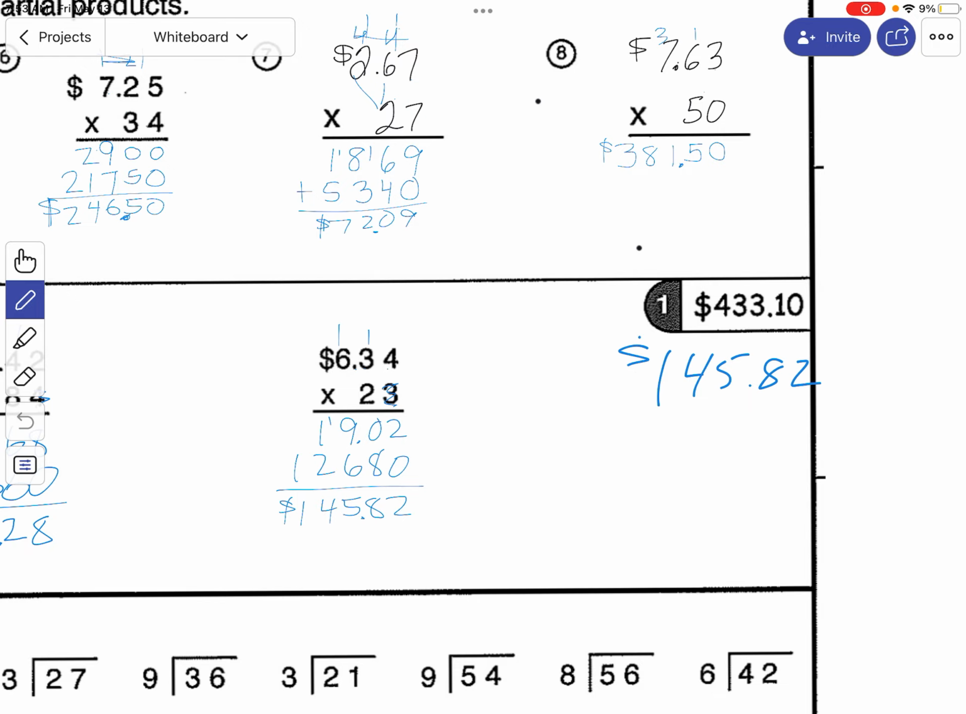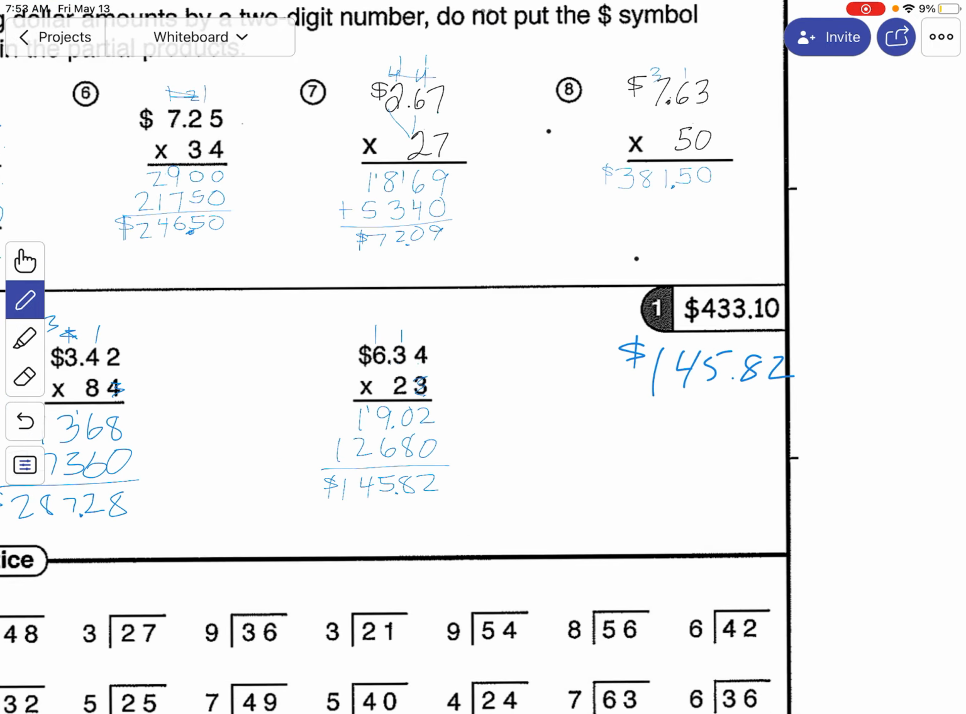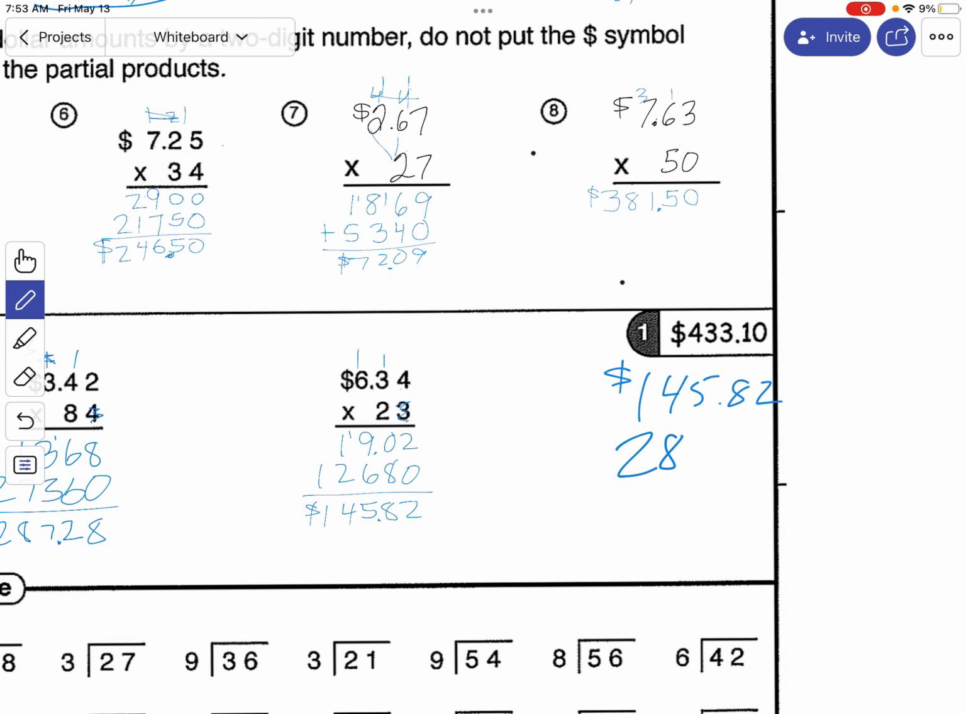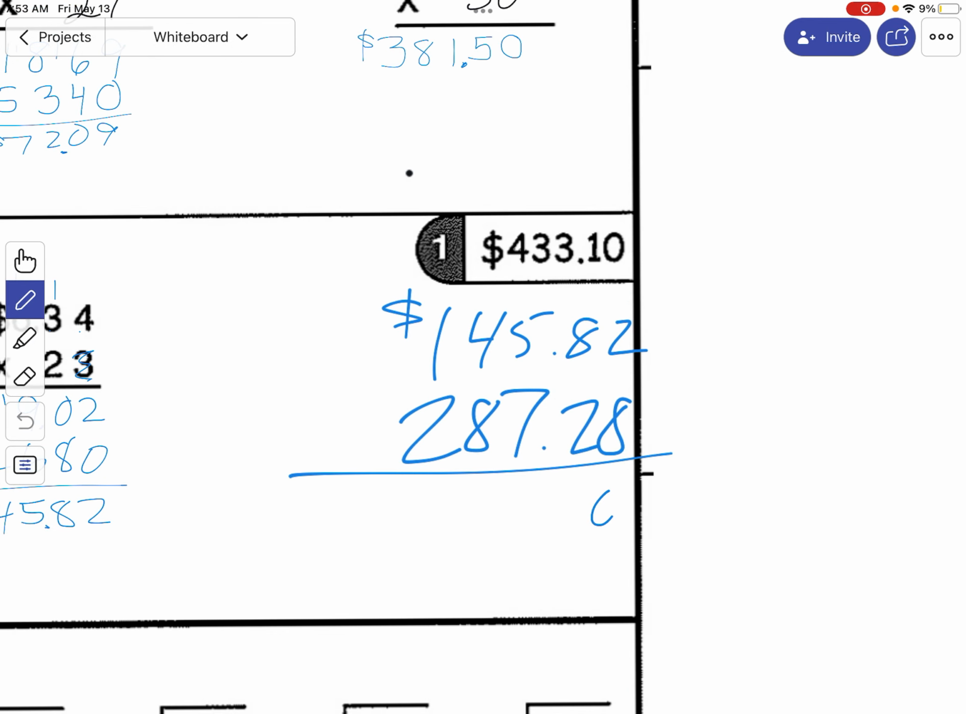145.82. And then I'm going to add 287.28, 10, 11, 13, 13, 4. Bam. Got it right.